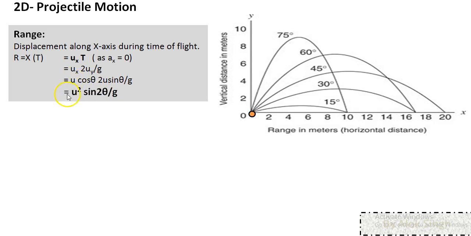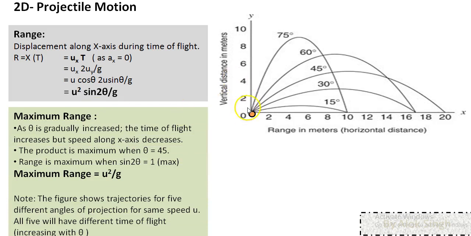So we get the formula for range. The formula for range, ux into T, leads to u square sin 2 theta by g. That's the value of range. That's the formula for range on a horizontal ground. What is u here? u is the initial speed of projection. Theta is the angle of projection.